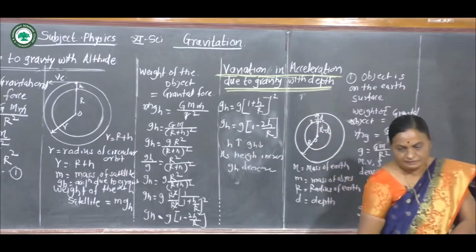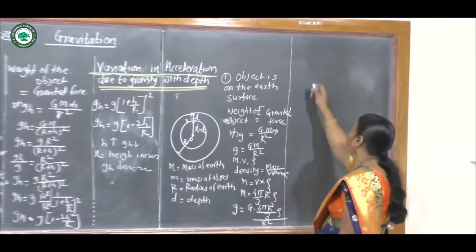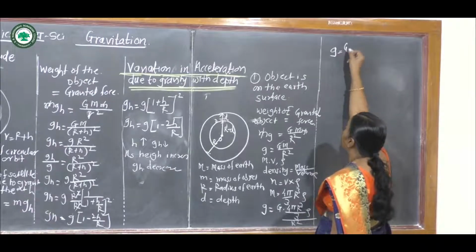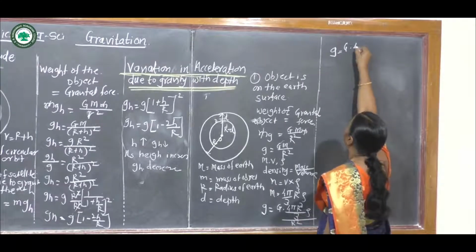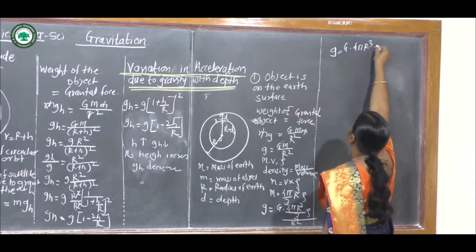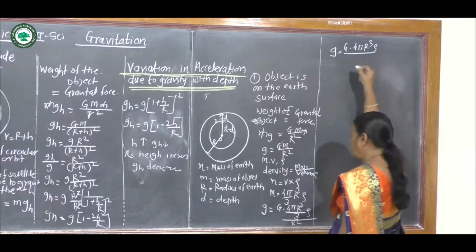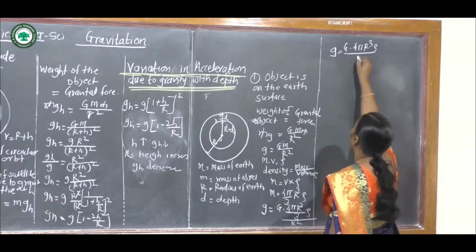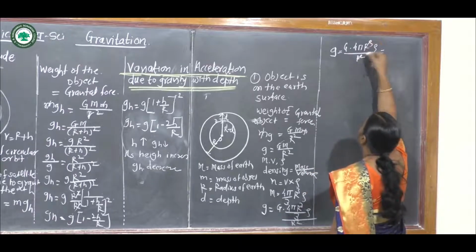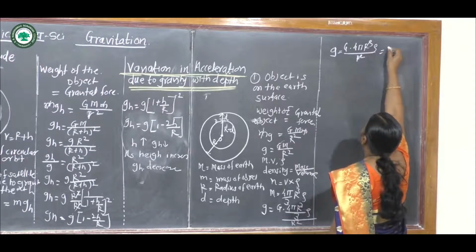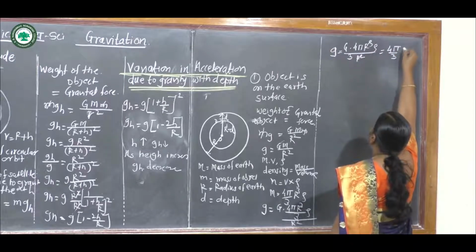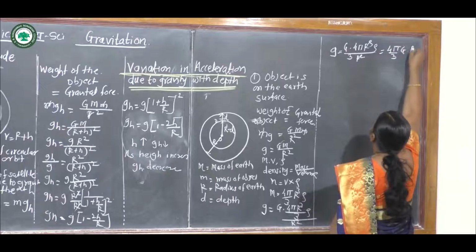Now we get g is equal to G into 4 pi R cube into rho divided by 3 R square. That is, R square gets cancelled, and it becomes g is equal to 4 pi by 3 G R rho.